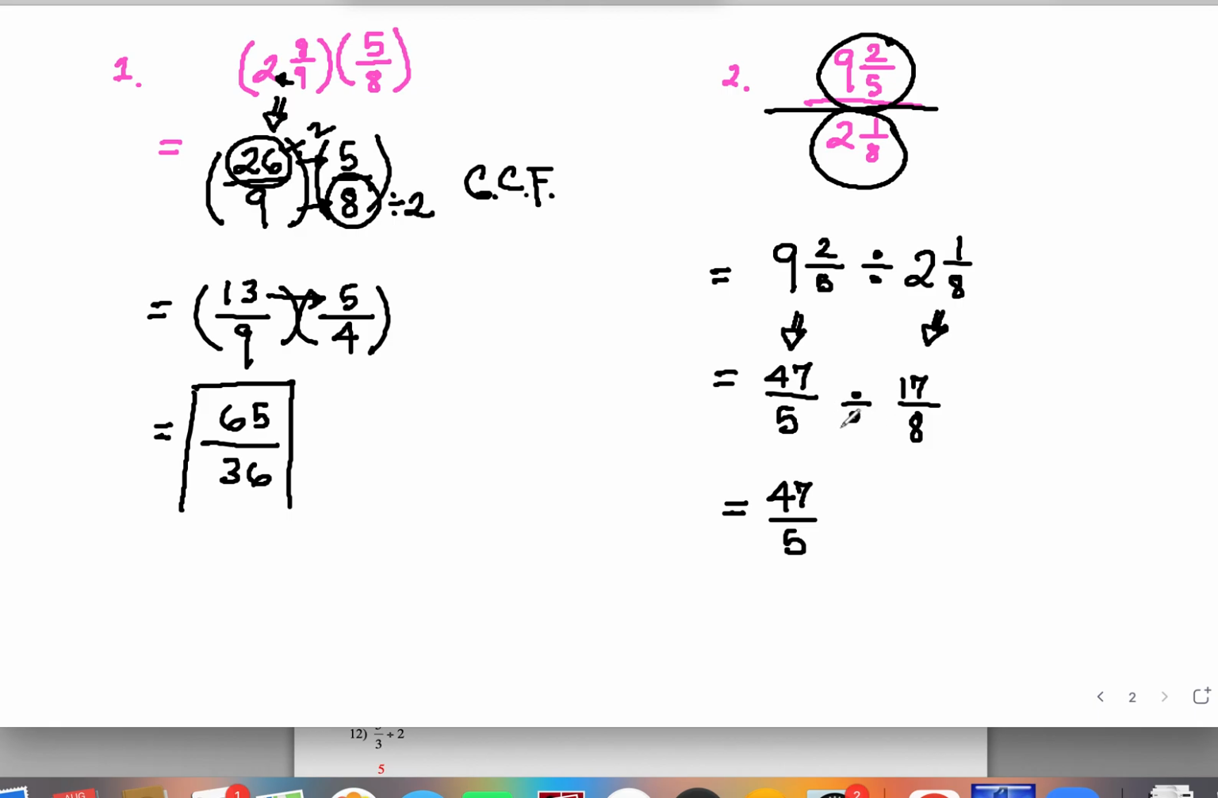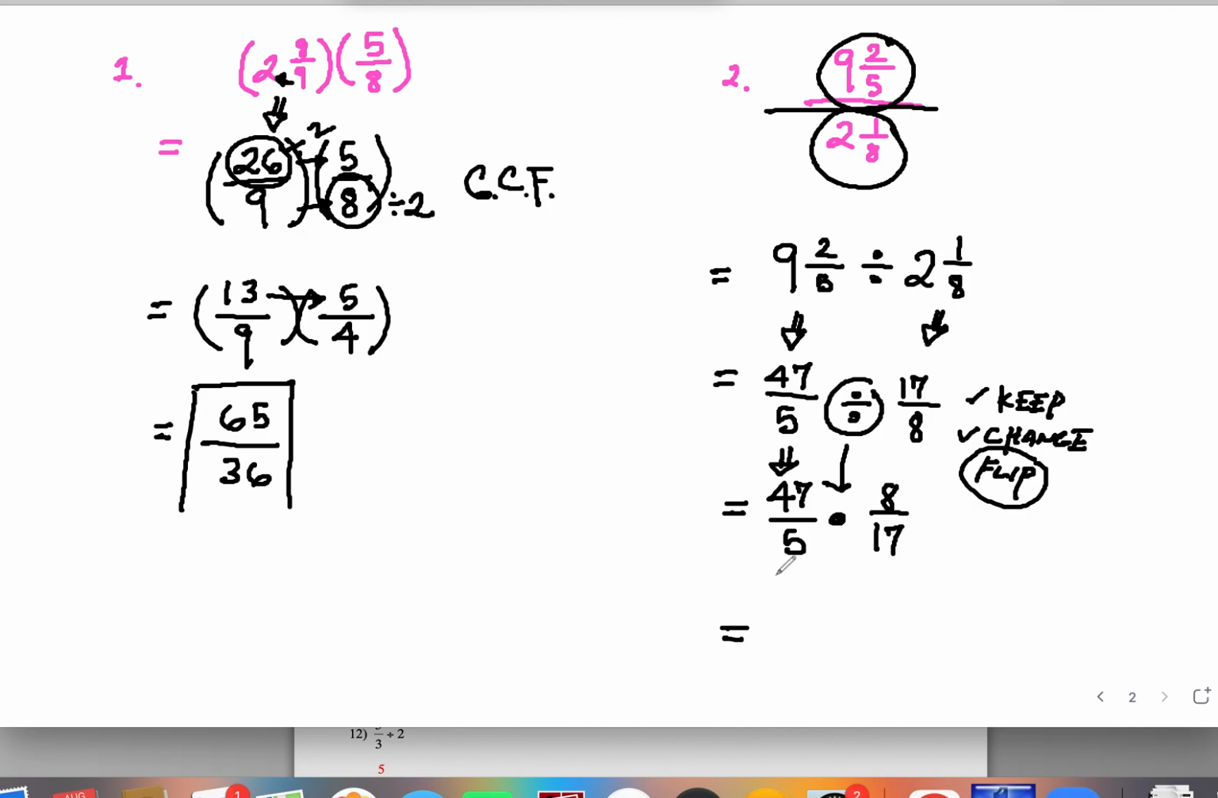The operation is division. So you need to remember that you want to do keep, change, flip. So this stays the same. That's the keep. Keep this the same, 47 over 5. Change the division to multiplication. That's the change. And then I flip the third one. So instead of 17 over 8, it becomes 8 over 17.